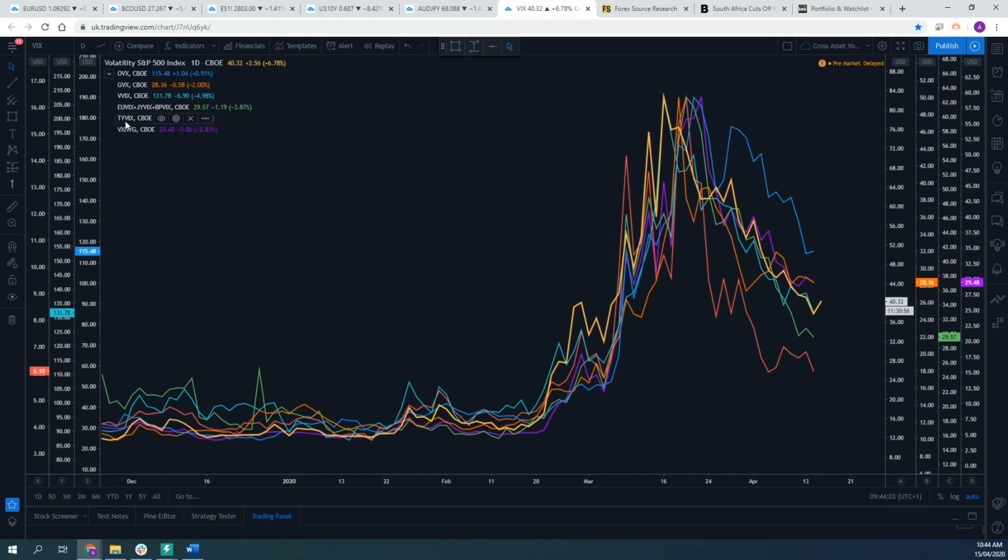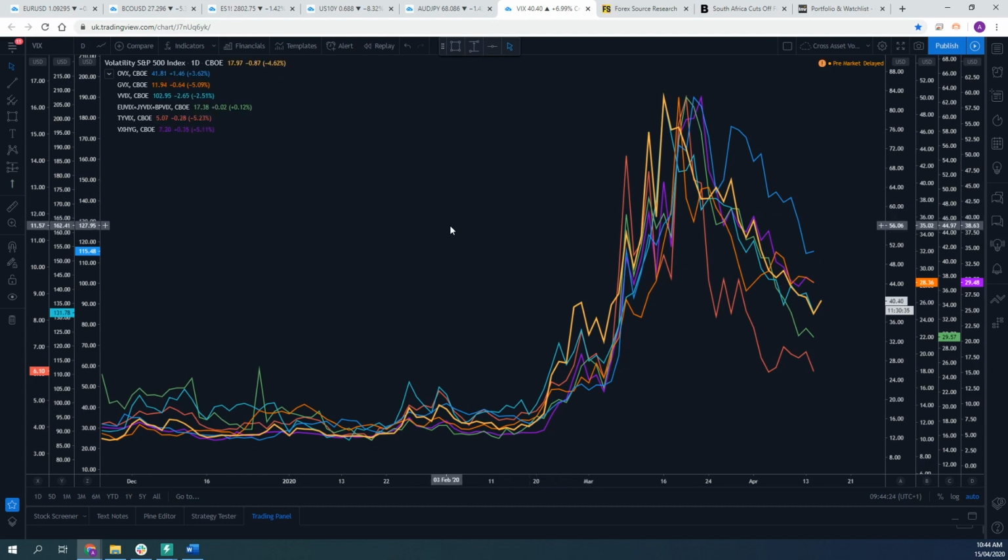Then we also have TYVIX. Now that is the Treasury VIX. So it basically tracks US bond, Treasury bond volatility. And then we have VXHYG, which is basically the volatility index tracking high yield corporate bonds. Very interesting one, especially to look at in terms of overall volatility.